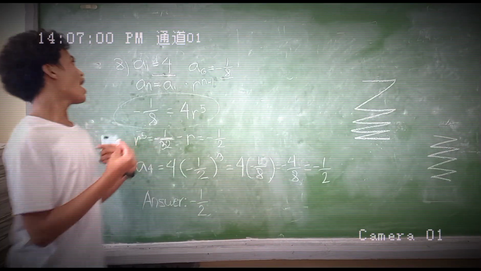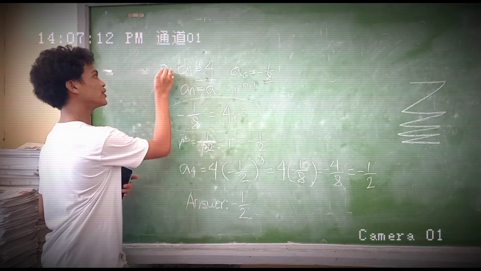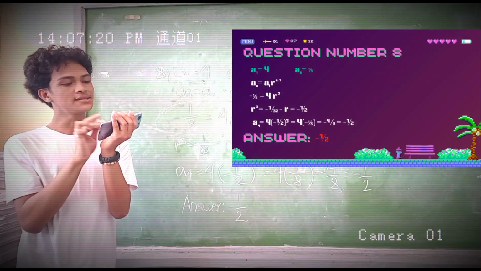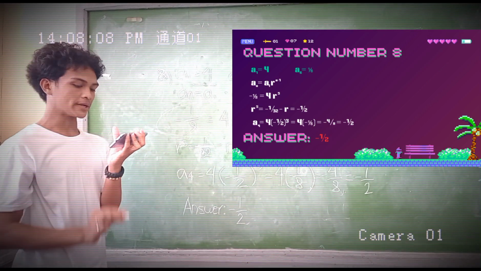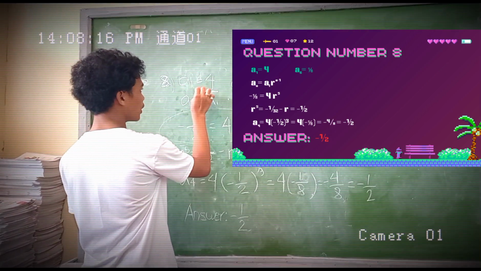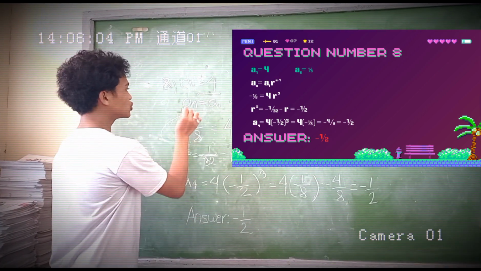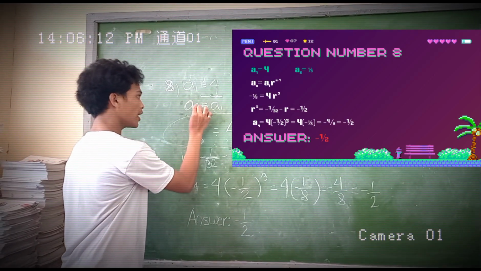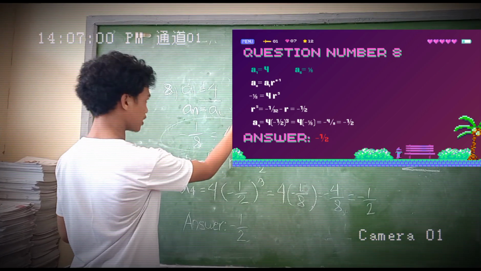Hi, sir. I will explain here now figure number 8, which is: the first and sixth terms of a geometric sequence are 4 and negative 1/8 respectively. Find the fourth term. So we have here our a sub 1 equals 4 and a sub 6 is equal to negative 1/8. So we have our general formula, which is a sub n equal to a sub 1 times r raised to the power of n minus 1.